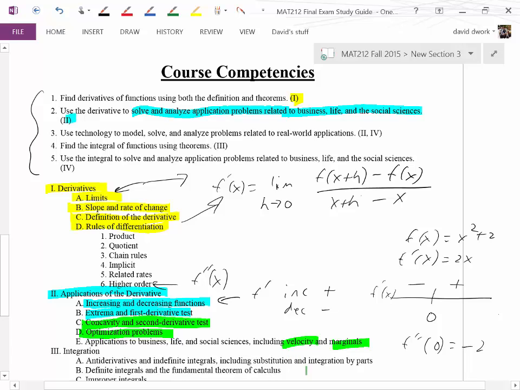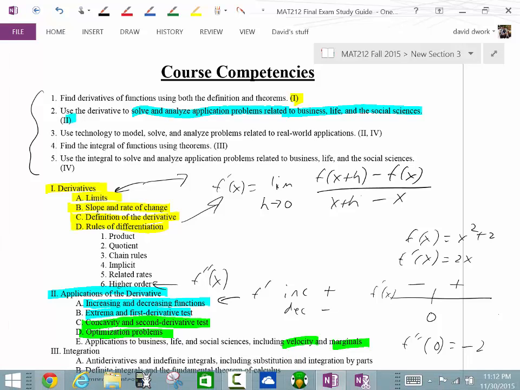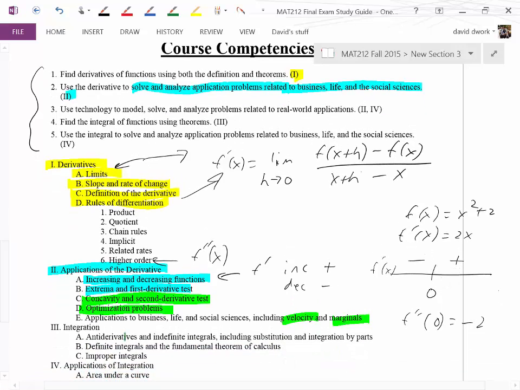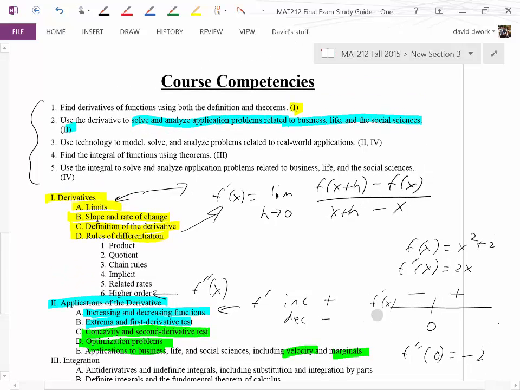What is velocity? How do you find velocity? Well, that's just the first derivative of the position. Second derivative is the acceleration. So it's that kind of stuff. And then business. When we talk about applications to business, what we're focusing on is profit, cost, revenue, putting those equations together. Okay, so that's item number 2.